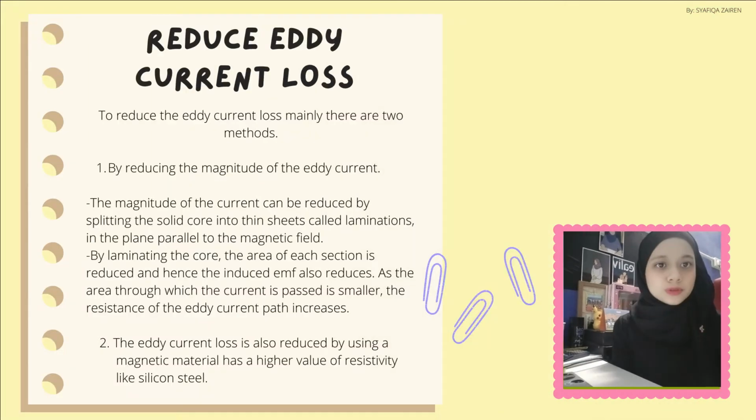How to reduce eddy current loss? There are two methods. The first method is by reducing the magnitude of the eddy current. The magnitude of the current can be reduced by splitting the solid core into thin sheets called lamination. The second method is that eddy current loss is also reduced by using a magnetic material that has a higher value of resistivity, like silicon steel.